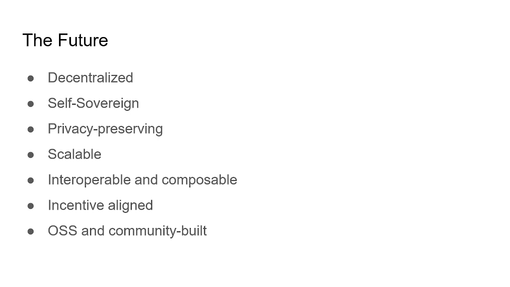So we need to build systems that preserve them, right? So we need systems that are decentralized, self-sovereign, privacy-preserving, scalable, right? Also, if we build systems that nobody can use because they're too expensive, what is the point? We want something that anybody can use, that the entire planet can use. They need to be interoperable and composable, right? If I create something on one platform, I want it to be useful in other platforms.